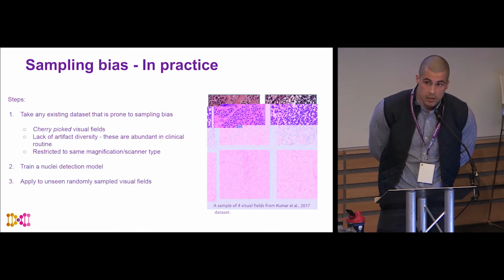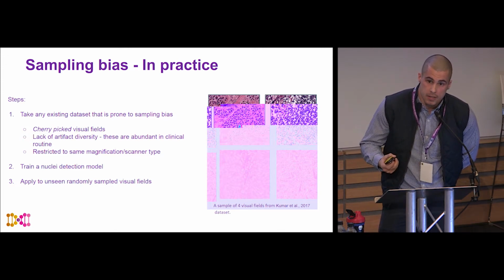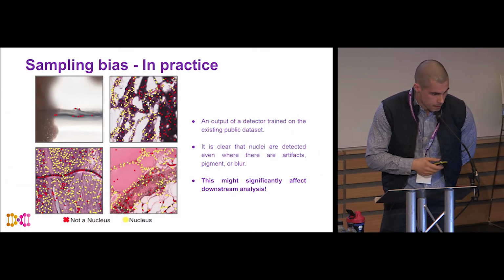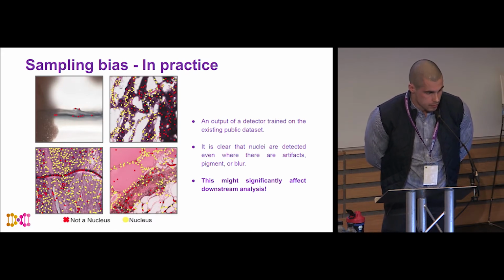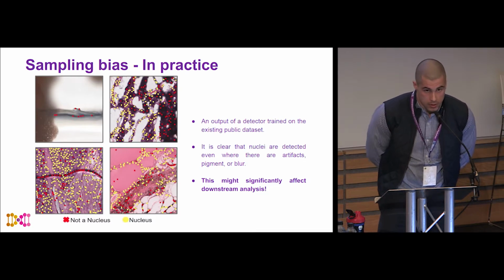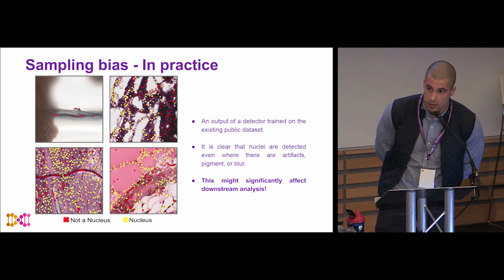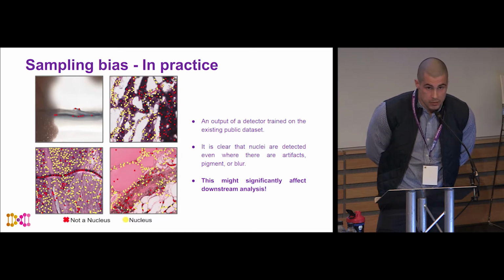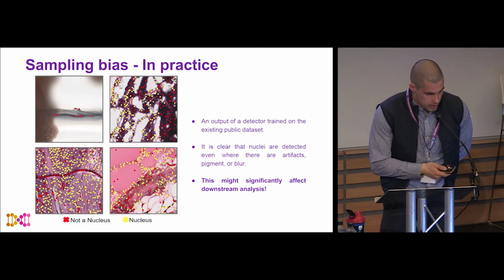So what we did, we trained a nuclei detection model on these visual fields, and then we applied this detector to unseen visual fields randomly sampled from whole slide images. What we find is that each dot on these visual fields is a detection by the model. The yellow one corresponds to an actual nucleus, and the red ones should not be detected by our model because they are artifacts and should not contribute to the downstream analysis. So this is what happens when we use currently available public data sets. And this might not necessarily be good.